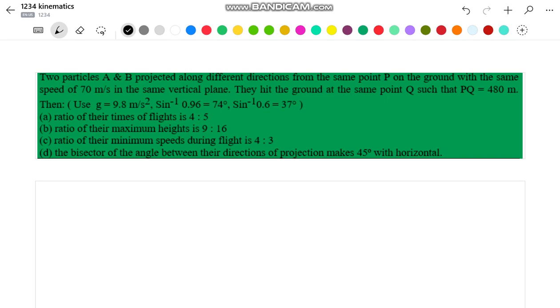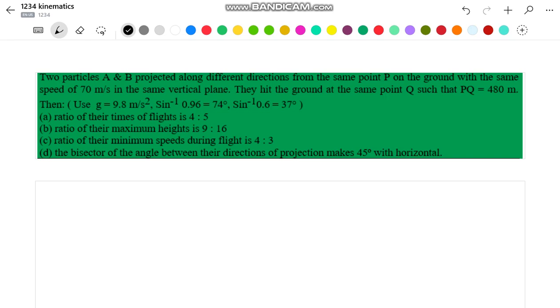Hello friends, in this video we will discuss a problem related to kinematics. In the question it is given that two particles A and B are projected along different directions from the same point on the ground with the same speed of 70 meter per second in the same vertical plane. They hit the ground at the same point Q such that the value of range, that is the value of PQ, is given as 480 meters.